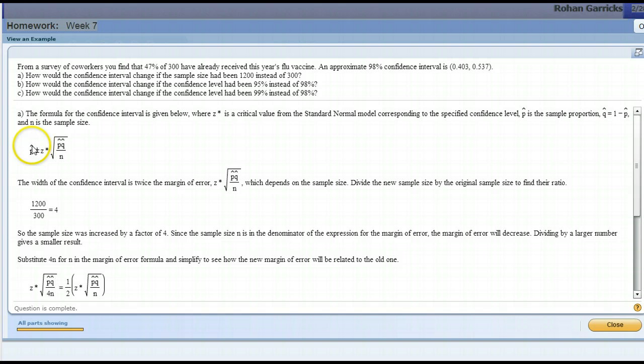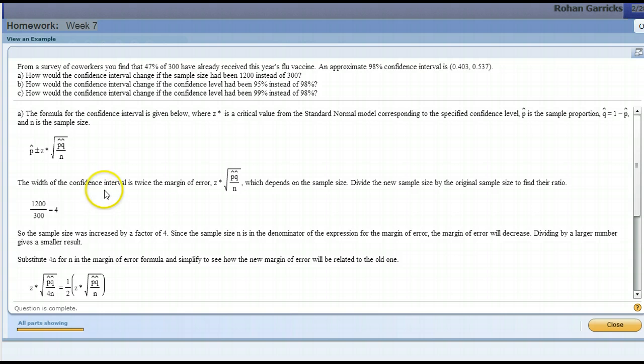So this p hat is what the estimate is. Then to get the upper limit, you're going to add, and to get the lower limit, you're going to subtract this here, which is also referred to as a standard error. Now the z is the critical value, and p hat and q hat are dependent on the estimate, so the 47% will help to give you that, and the explanation is here for how p and q are related.